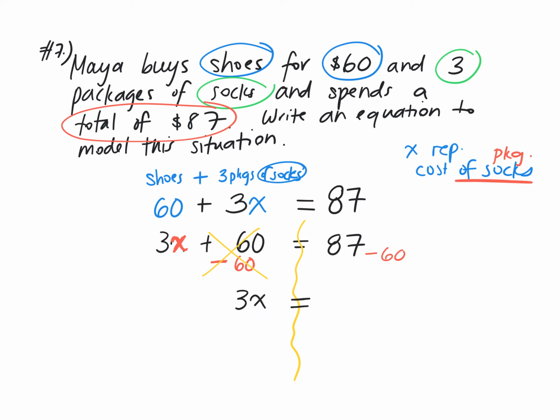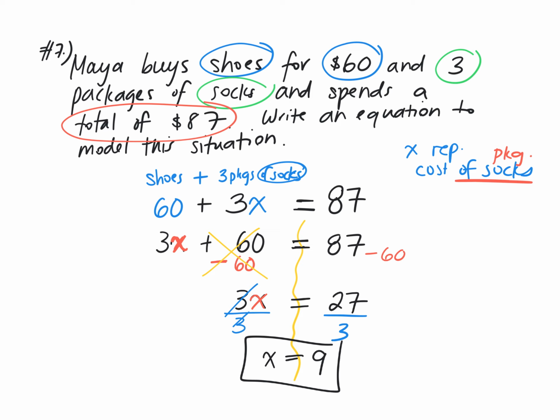See how I'm lining up my equal sign? And I want you to take 87 and subtract 60. What's 87 take away 60? 27. So we have 3 times something, right? It was 3 times the amount, the cost of the socks. Opposite of multiply is divide by 3. What do I have to do to the right side? Divide by 3. X equals 9.